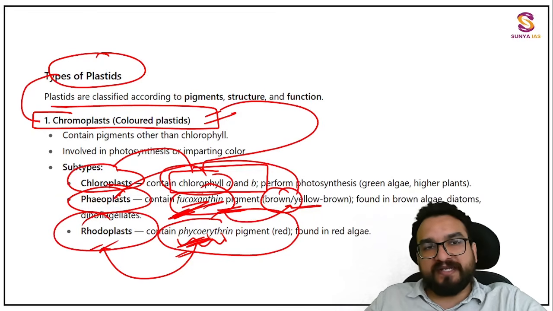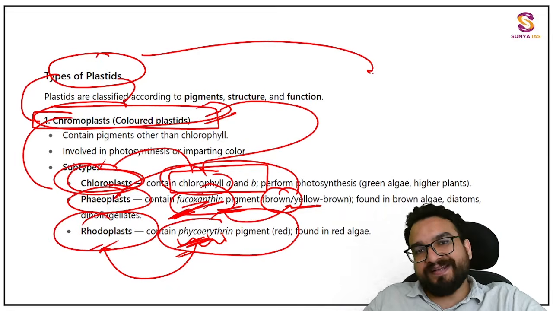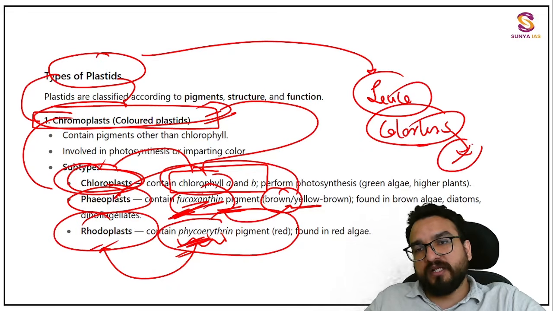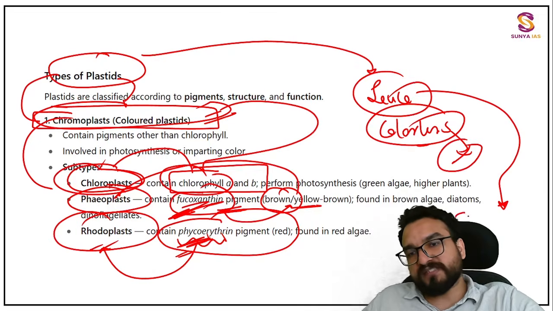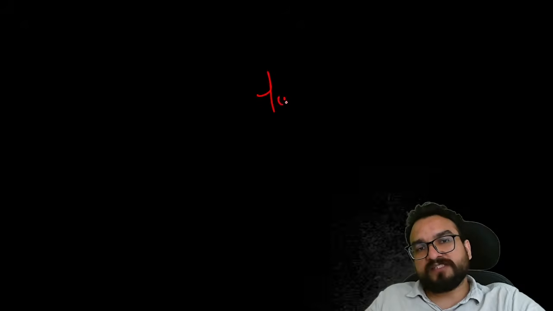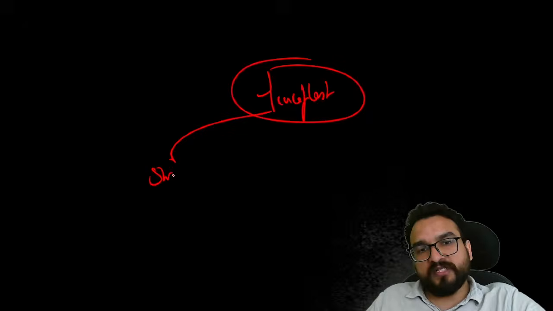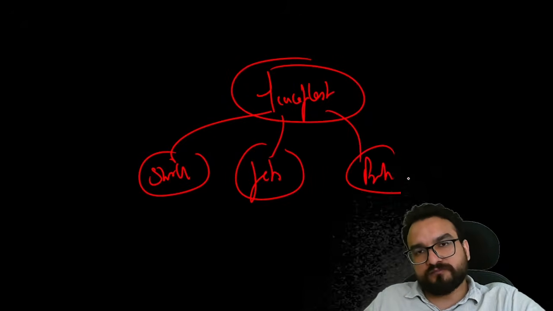Now there is one category I have told you, chromo. Under chromo you have chloro. Another category I was telling you, that is leuco. Leuco means colorless. There are no pigments present over here. So what is this leucoplast for? This leucoplast is for storage purposes. What will you be storing over here? Either you will be storing starch, fats or proteins.